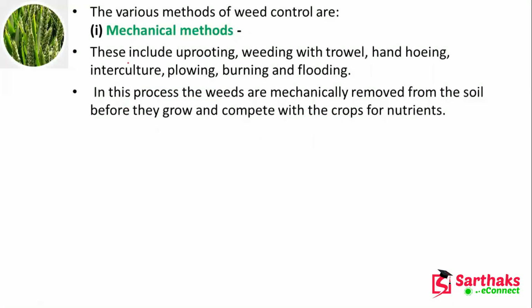Now, the various methods of weed control. First is the mechanical method, where we are uprooting the weed, by hand weeding, interculture, plowing, burning, flooding, like this. And in this process, weeds are mechanically removed from the soil before they grow and compete with the crops for nutrients. Otherwise, what will they do? They will eat all the nutrients, and they will not give anything to the required crop plant.